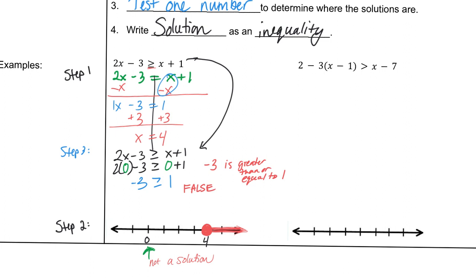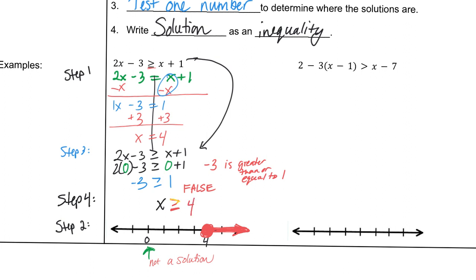Just like on a test, you used to write things like x equals 5. You're going to do something very similar. You're going to write x, and you're going to tell me what the solutions are. So here's step 4. You're going to tell the world what the solutions are. In this case, the solutions start at 4, and they go bigger. I see them going to the right, and so I say x is greater than or equal to 4.